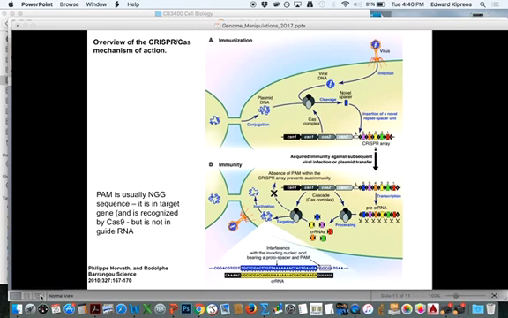And the PAM is like this, NGG. Then this thing binds here. So your guide RNA is going to bind to the sequence, but it wouldn't even see that sequence except for this sequence here, the PAM. It's usually NGG, it can be GGG, it can be other things.